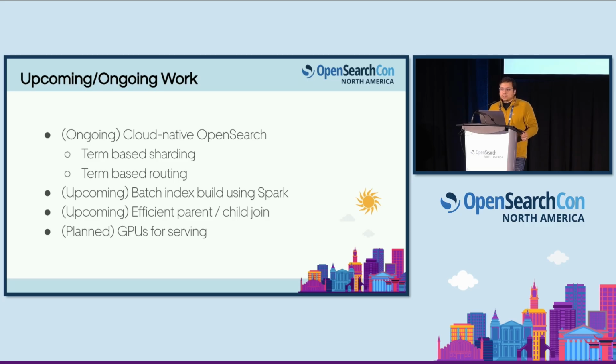We are extending this cloud native work to include term-based sharding and also term-based routing. This is different than UID-based sharding and UID-based routing that exists today. We are also going to be working on building batch index for OpenSearch entirely on Spark, so that you don't have to create a cluster or spin up an online cluster just for creating index sometimes. You can just build OpenSearch index on Spark and then ship them to a different cluster.